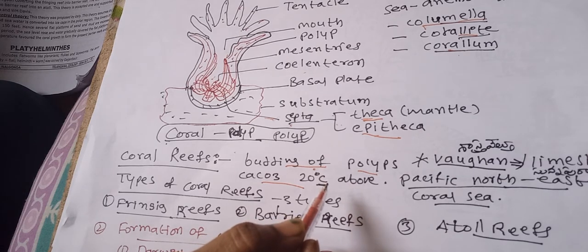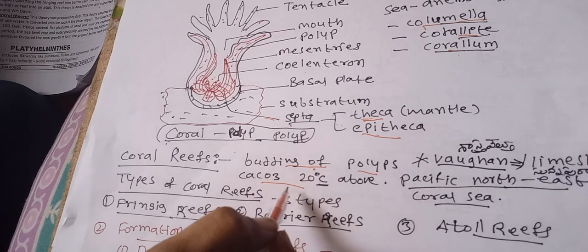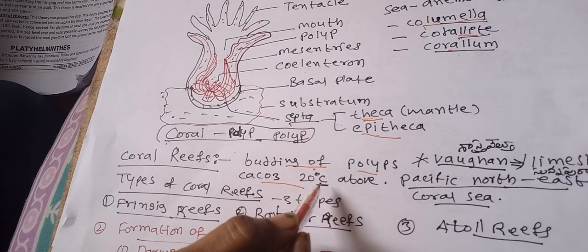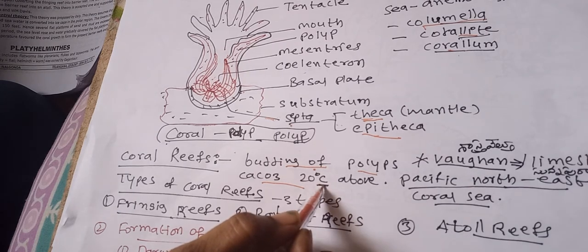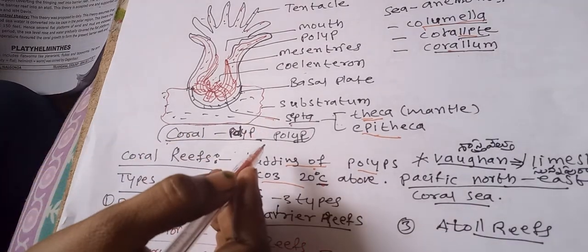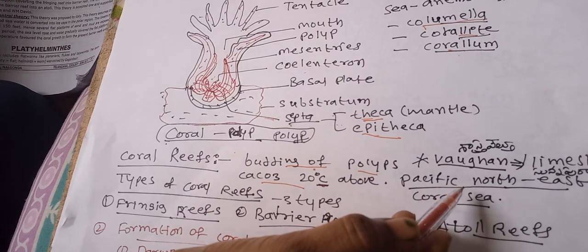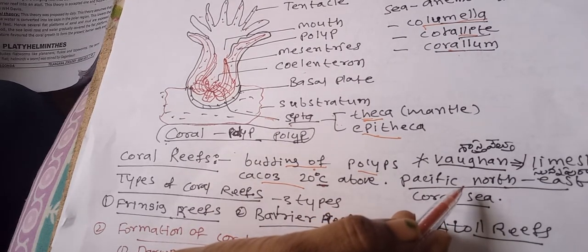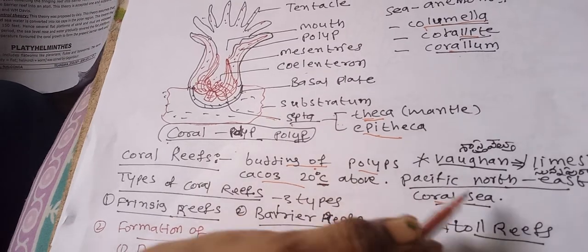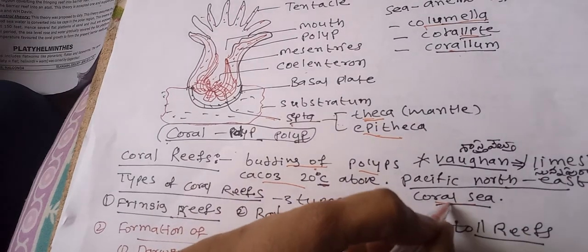The principal builders of coral reefs are stony corals, Madreporaria for example. Reef building corals require warm shallow water, normally above 20 degrees centigrade. Okay, this is very important. Shallow water means normally above 20 degrees centigrade. The Pacific northeast of Australia is called the Coral Sea. For example, the Pacific northeast of Australia is called the Coral Sea.